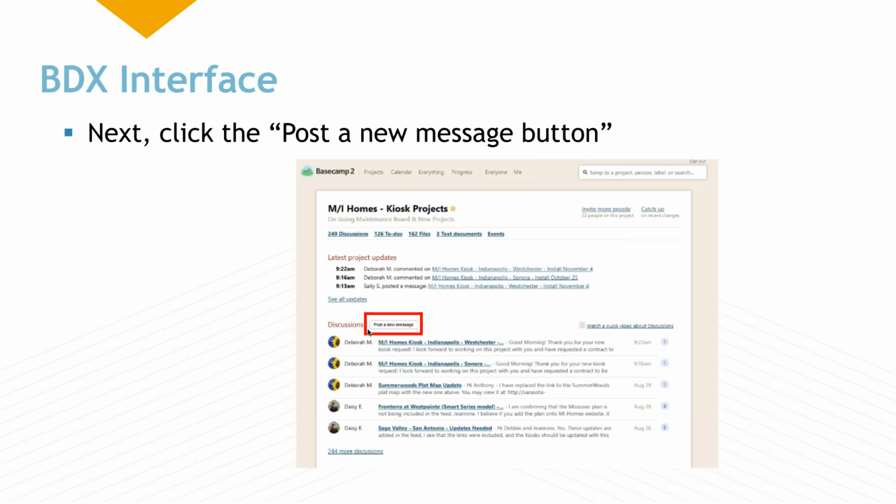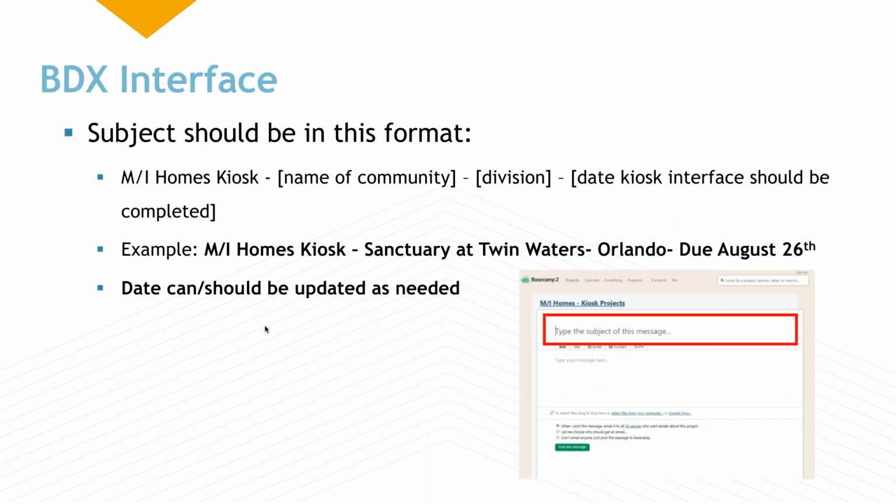And I've outlined here where you're going to click post a new message, and this will take you to this other screen. I've walked you through the subject for a new kiosk should be set up with MI Homes kiosk, your name of the community, division, and then the date that kiosk interface should be completed. So I've given you an example here from Orlando.